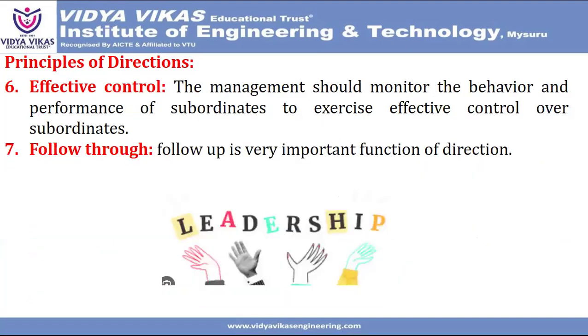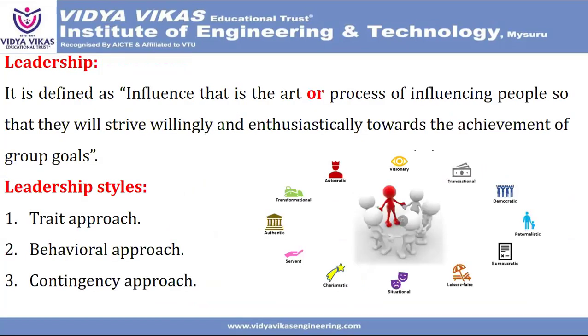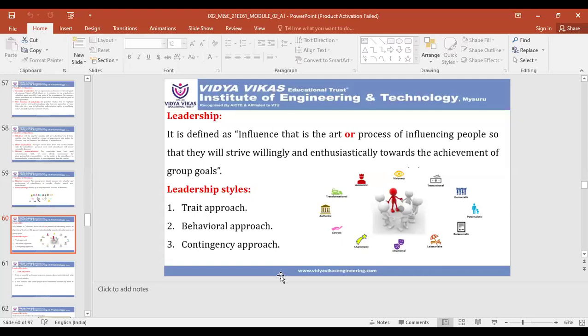And then effective control. How can we control our subordinates? The management should monitor the behavior and performance of the subordinates to exercise effective control over them. And then follow through. Follow up is a very important function of direction. Okay, in the next class, we will discuss leadership. Thank you so much.